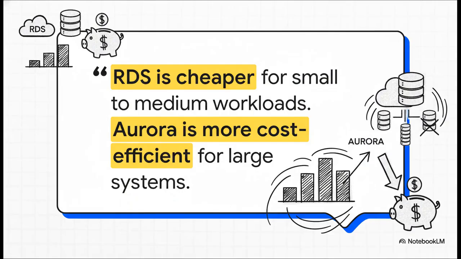So here's the bottom line, the rule of thumb you need to remember. For a small app, or maybe a dev environment with pretty steady traffic, RDS is almost always going to be cheaper. But for a big, high-traffic application, Aurora often becomes more cost-effective because one Aurora instance can do the work of several RDS instances, and that saves you a ton of money on compute costs.